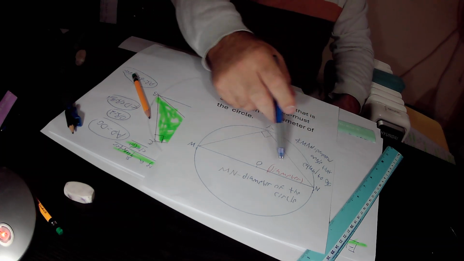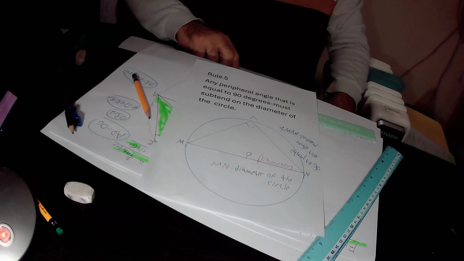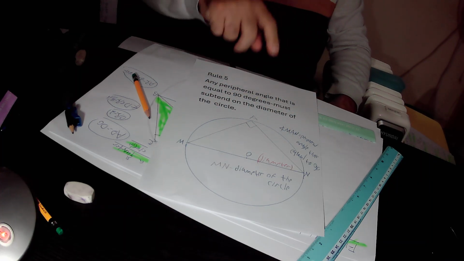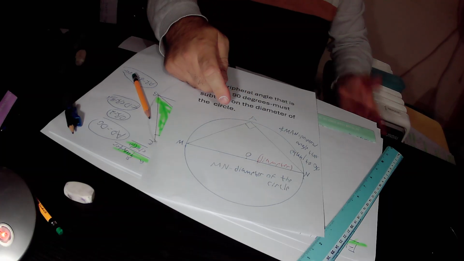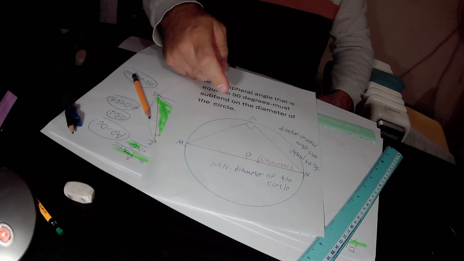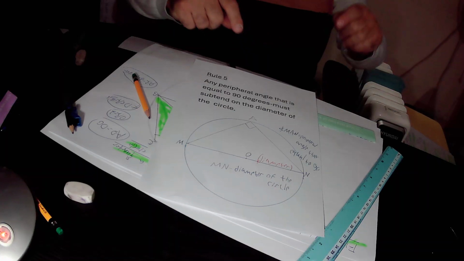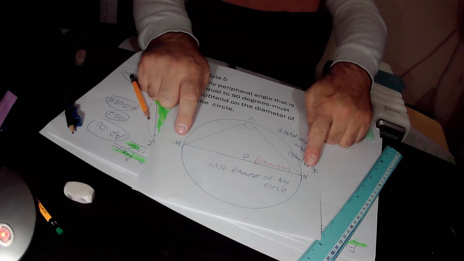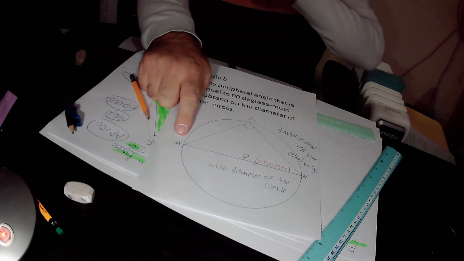MN is the diameter of this circle. This is triangle MAN, is equal to 90 degrees inside, and according to this rule, rule 5, triangle MAN must subtend on the diameter of the circle. And indeed, triangle MAN subtends on chord MN, that is the diameter of the circle.